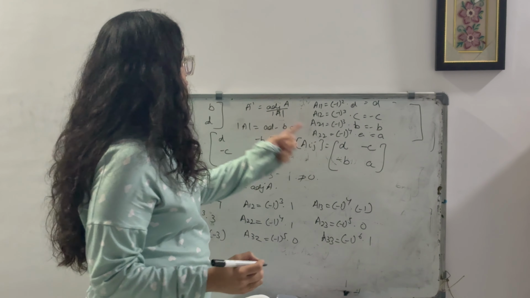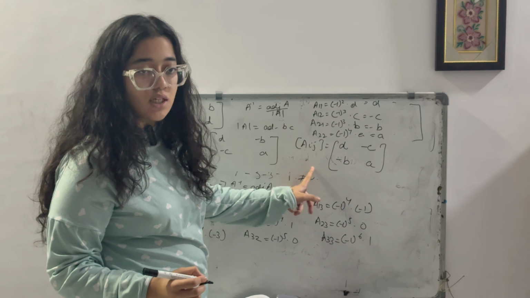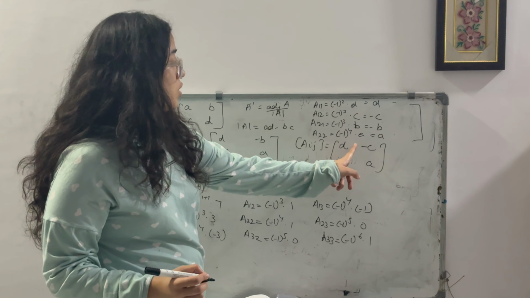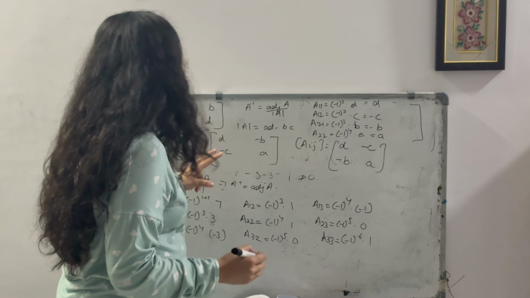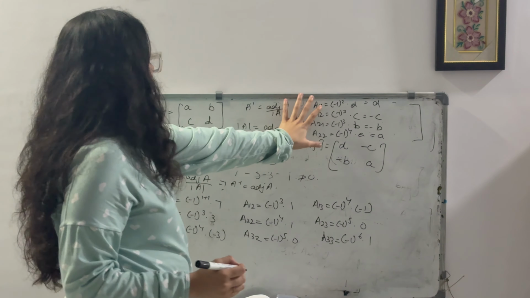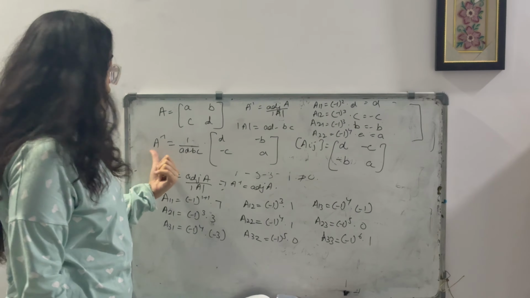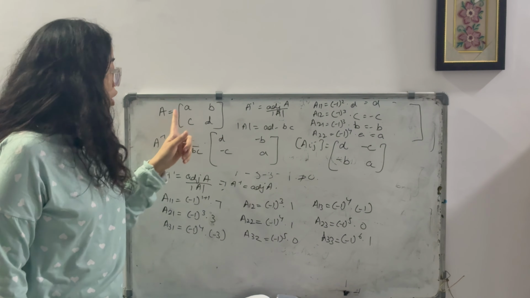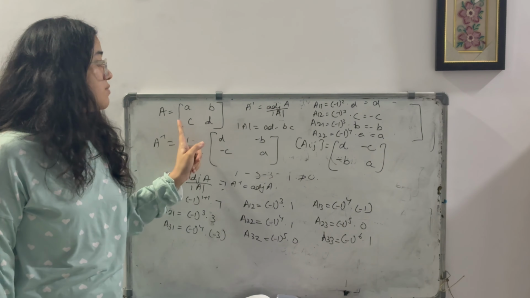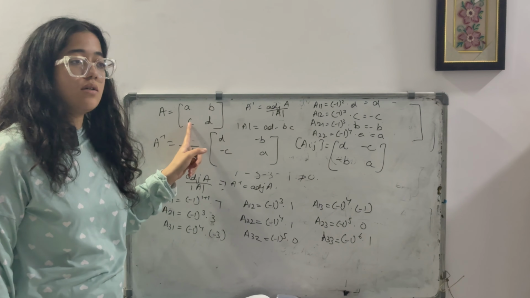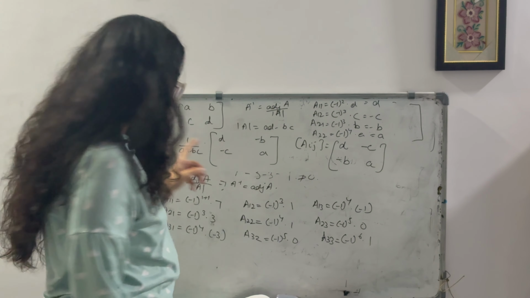Because adjoint of A is the transpose of this matrix. We transpose this matrix, so what will we get? D, minus C, minus B, A. So for any 2 cross 2 matrix, we'll find the determinant, and then A and D would be interchanged, and B would become minus B, C would become minus C. And that is how we'll calculate the inverse of a 2 cross 2 matrix.